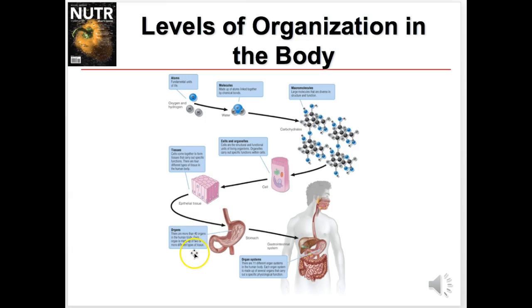And there are more than 40 organs in the human body. Each organ is made up of 2 different types of tissue. And these are different organizational systems in the human body. Each organ system is made up of several organs that carry out specific physiological functions.